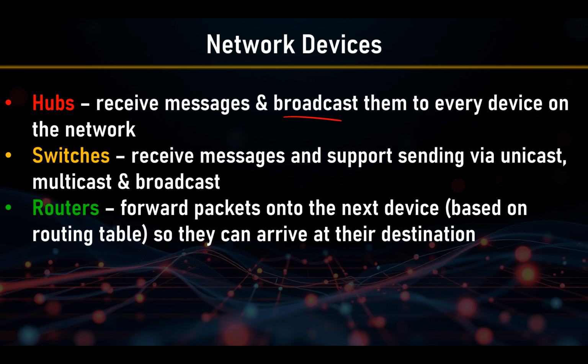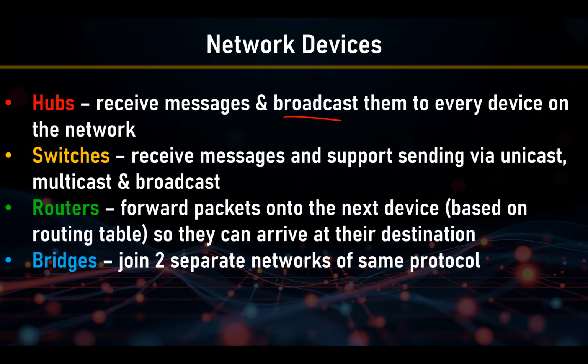Routers, so that's going to forward packets onto the next device, onto the next hop. And the way it's going to determine what device to send it to is based on the IP address in the packet. Then it's going to look up that IP address in the routing table, and see who it's going to send it to next. If we're talking about packet switching, packets are going to be sent from one router to the next router to the next router, like many hops, and eventually they're going to arrive at their destination.